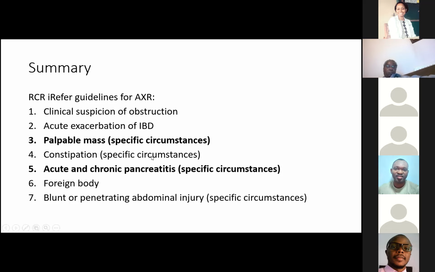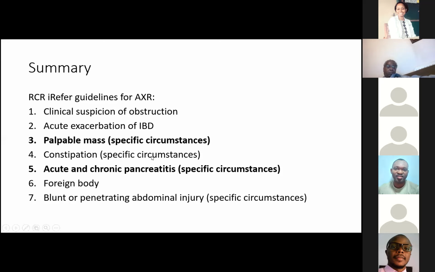Foreign body, I showed you one with the ingested battery. So yes, that one is useful, especially for metallic density objects which have been ingested or inserted into body cavities. Abdominal X-rays are useful at detecting that and also detecting complications. Obviously, if those foreign bodies are not radio-opaque, then you might need to resort to something like CT scan. And then number seven, finally, blunt or penetrating trauma. Again, increasingly, this is becoming the domain of CT scan.